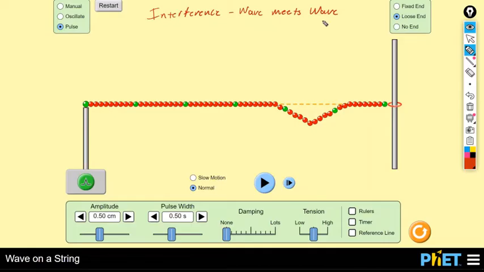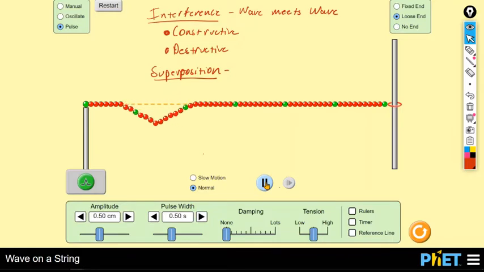Okay, and there's two types of interference. There is constructive interference and destructive interference. Okay, and we're also going to talk about superposition, which is related to interference as well. Okay, so those are the next two topics. Interference, when a wave meets a wave. So let's let that go.